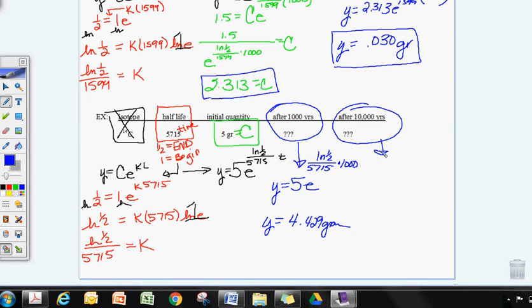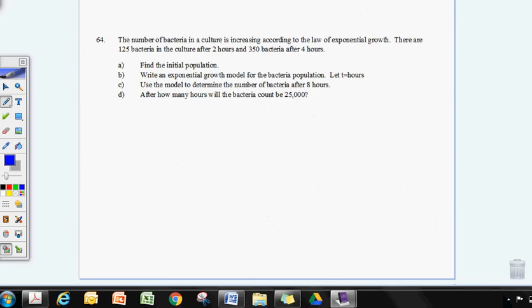Same idea here, but plug in 10,000. I wish you guys had to write on this once. You'd see how hard it is. And your Y value should turn out to be 1.486 grams. Okay, so we got one page left.